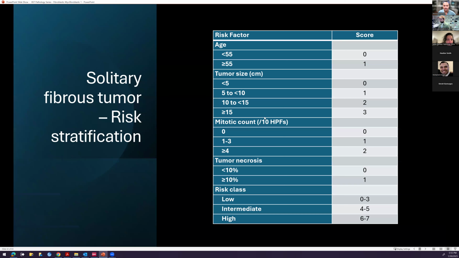But anyways, this is the SFT risk stratification, which you can see. This is the nomogram that we use. And like I said, it's based on age, size, mitotic count, and necrosis. You can always pause this later and look at it yourself.